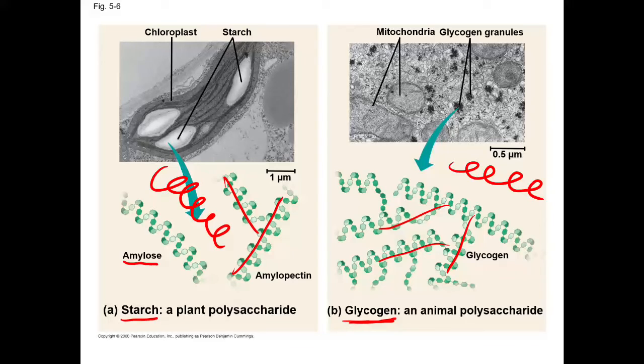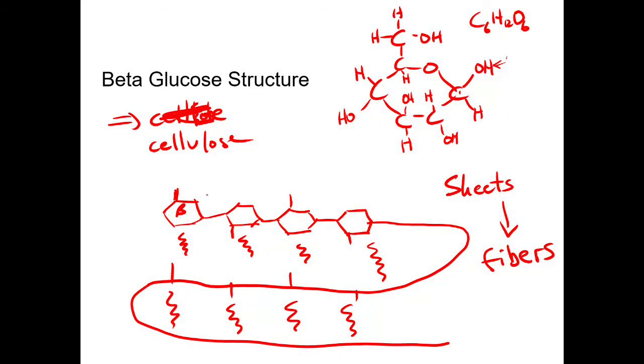Whereas beta glucose does not form helices. Instead, it forms the sheets, which then roll up into these sort of fibers, kind of like a cylinder that's made out of a rolled up sheet, and it gets really, really strong. And that's the wood fibers that we end up using for lumber and to make paper. That's the fibers in cotton, etc., etc.